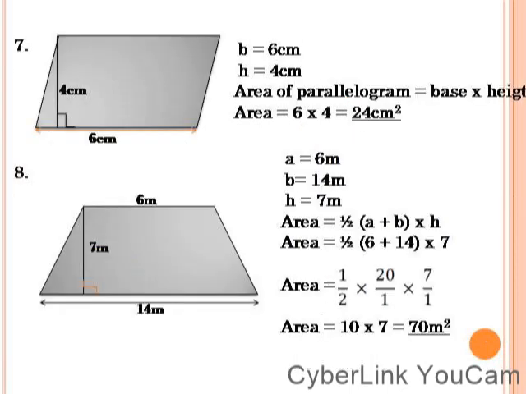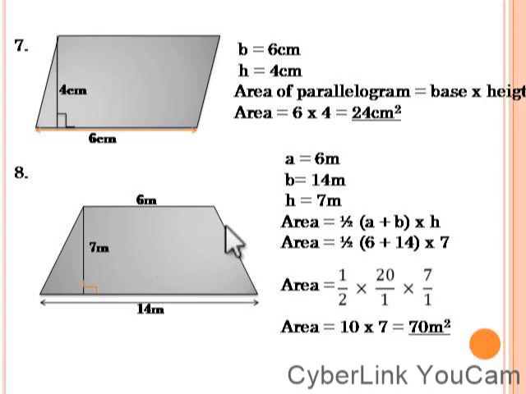Here we have number 7, and that is parallelogram. This is a parallelogram of height 4 centimeters and base 6 centimeters, as we have it here. The area of a parallelogram is base times height. So we multiply 6 by 4, as we have it here, and it will give us what? 24 centimeter squared.